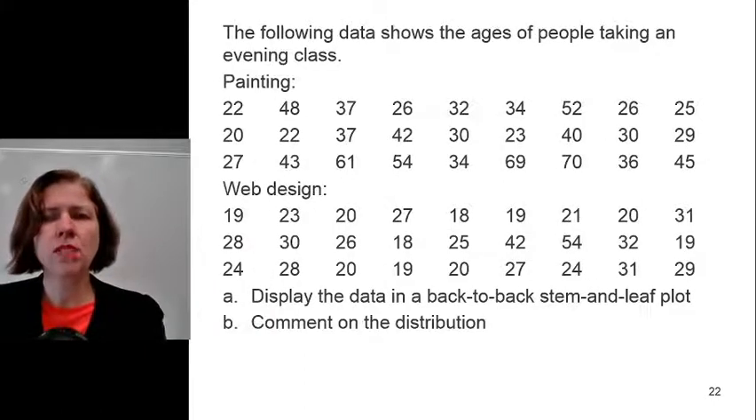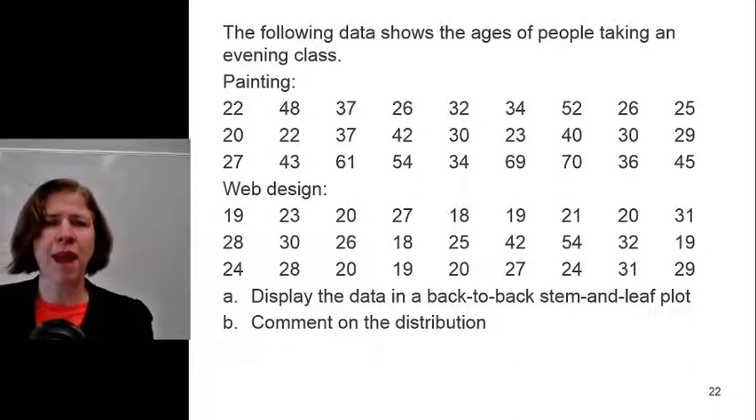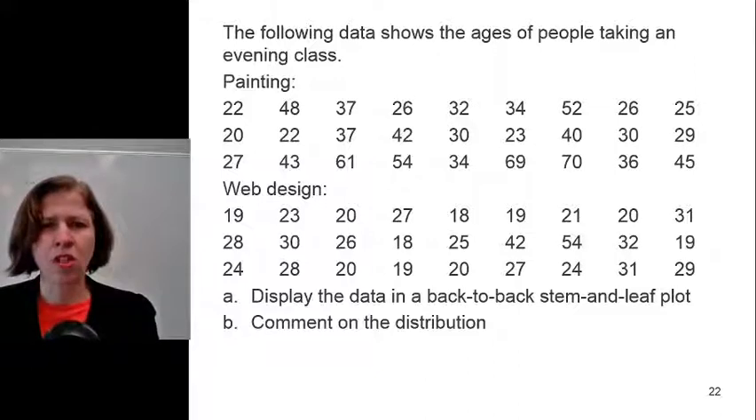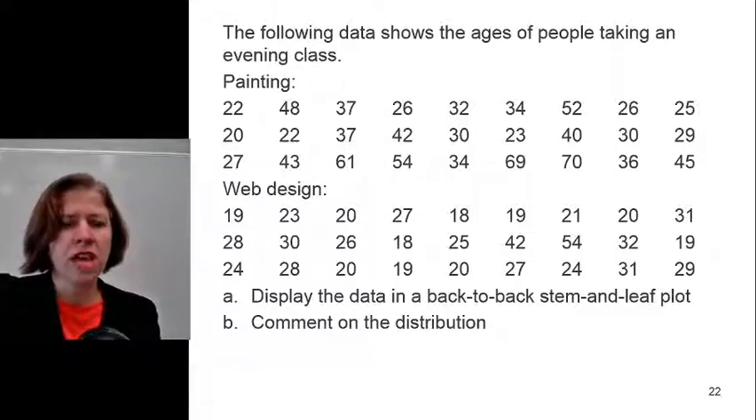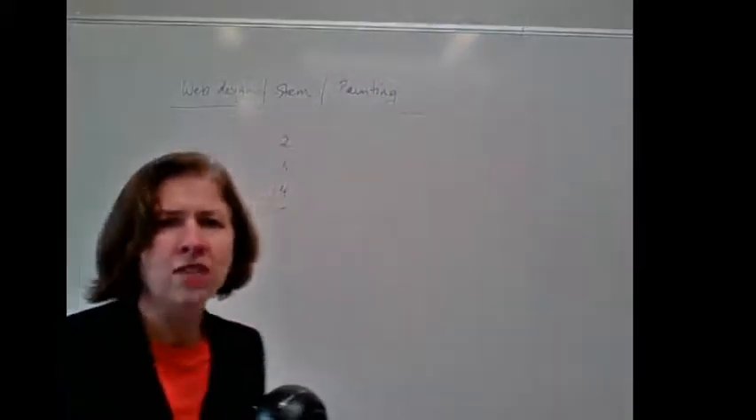So we've got an example here. The following data shows the ages of people taking an evening class. So I've got a painting evening class and a web design class. The questions are: display the data in a back-to-back stem and leaf plot, and then comment on the distribution. So that is what I'm going to do. You should be able to see that I've started doing that.